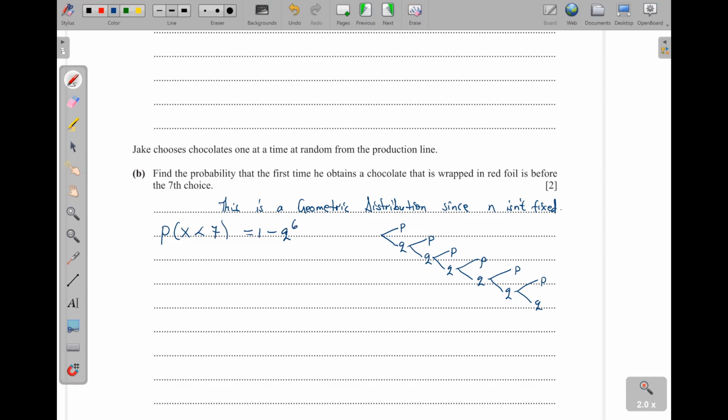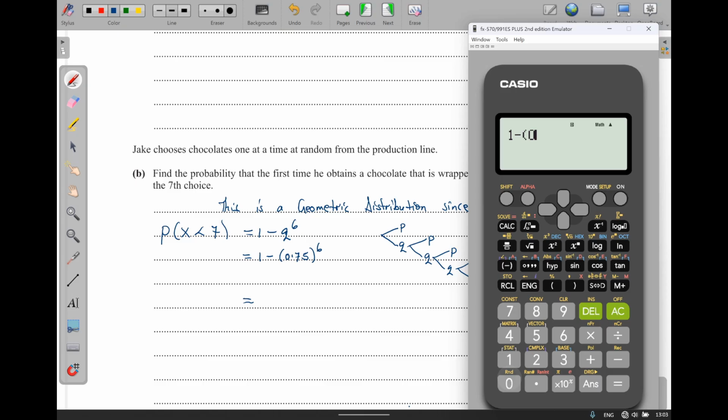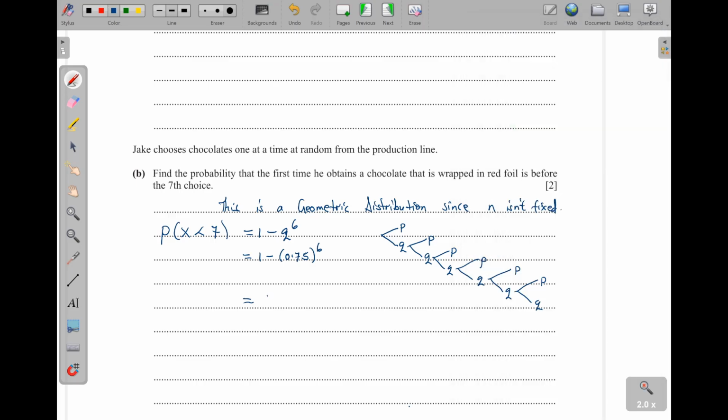As simple as that. So we shall have 1 minus, our Q is 0.75, to the power of 6. Now when we put in the calculator, what do we get to 3 significant figures? 1 minus 0.75 to the power of 6. So what do we get? We get 0.822 to 3 significant figures.